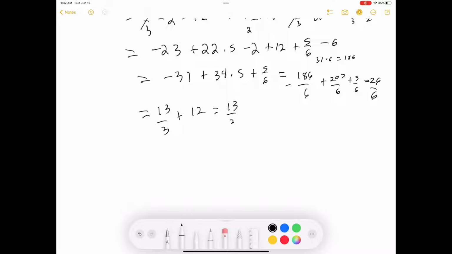So as we can see here, it's very important not to forget to add that 12 at the end, right? And we're going to finish up with 49/3.